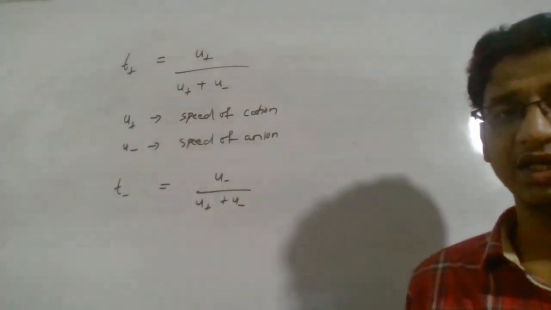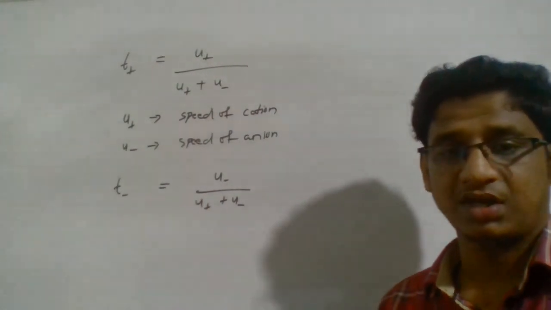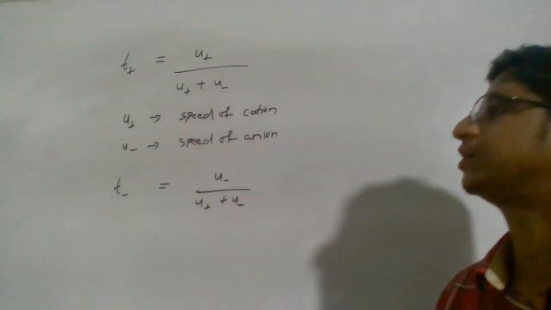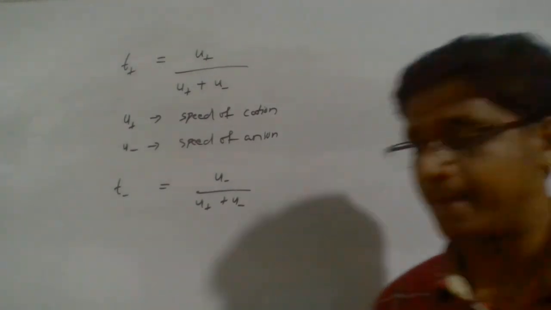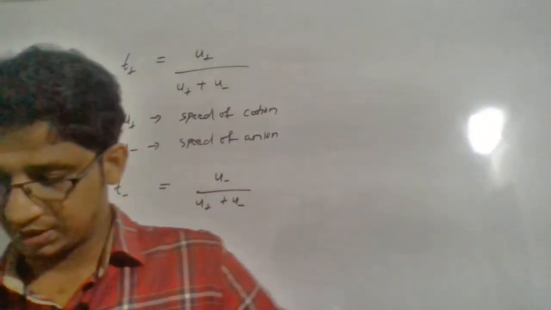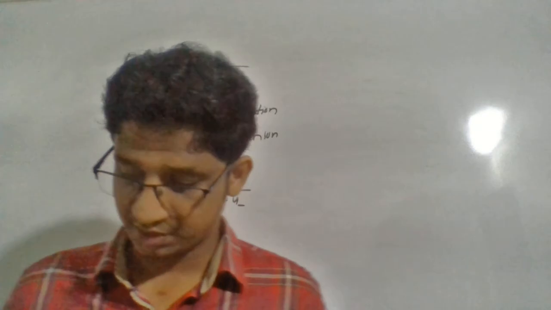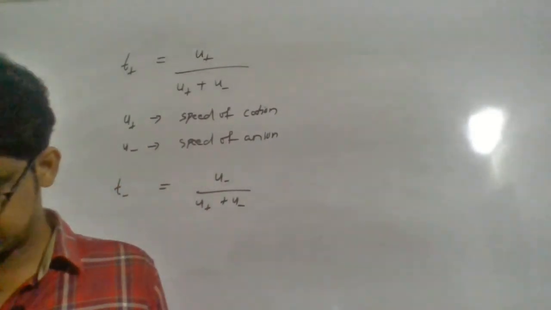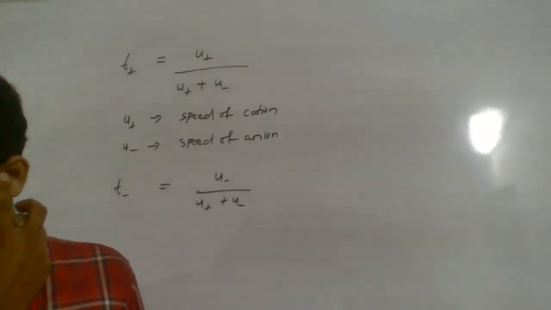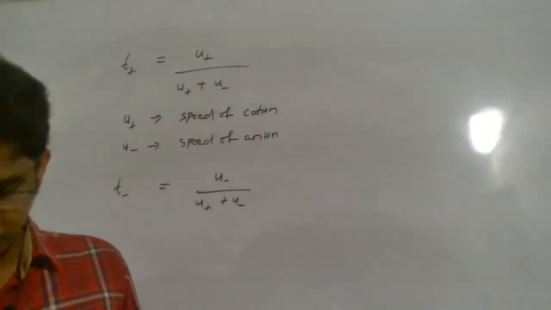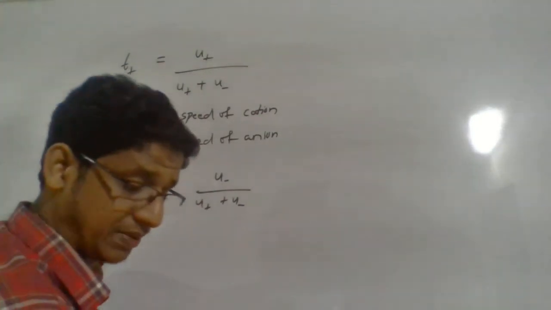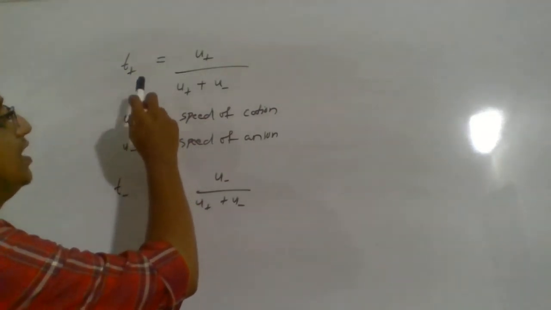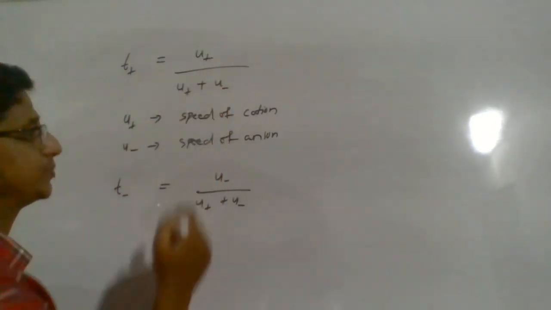The fraction of current carried by a particular ion is always proportional to the speed of that particular ion. How fast it is moving: the faster it moves, the more current it can carry. That is the important equation that you can remember related to the Hittorf method. If you are asked to write the principle, you can discuss it like this: the fraction of current carried by a particular ion is always proportional to the speed of the ion.